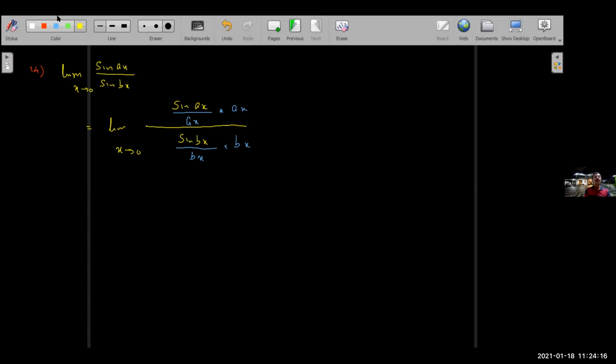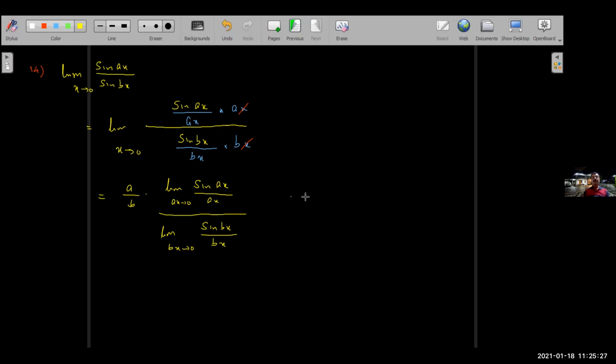Now, this x and x can be cancelled. This a and b are constants. So that a by b I took it out. Then I applied limit sine ax by ax, where ax tends to 0, divided by limit sine bx by bx, where bx tends to 0. See, I applied limit to numerator and denominator separately because even product or quotient, whatever it may be, we can apply limit separately.